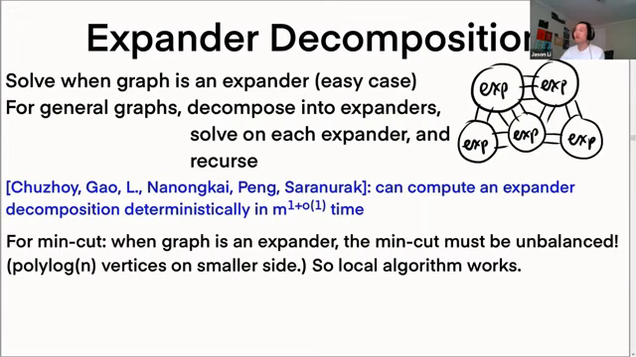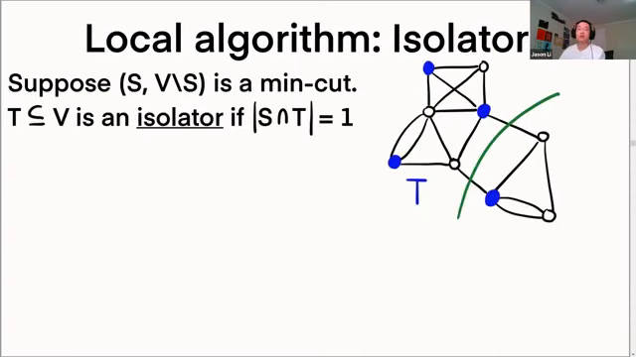Now, why are expanders easy for min cut? Well, it turns out if the graph is an expander, then the min cut must be unbalanced. We'll define expanders more formally later on. The point is, in an expander, the global min cut must be unbalanced. So therefore, the local algorithm works. Okay, so that's it for the general high-level overview of both techniques.